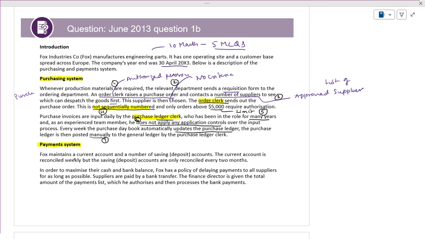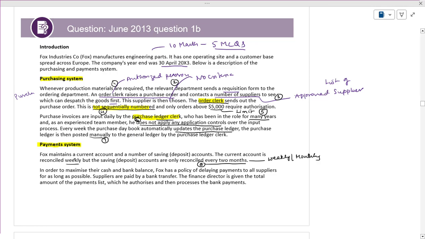This is very important. Fox maintains a current account and a number of savings deposit accounts. The current account is reconciled weekly, but savings accounts only every 2 months. There is a thing here also. If we are not doing weekly, at least we have to do it on a monthly basis. This is point number 8.